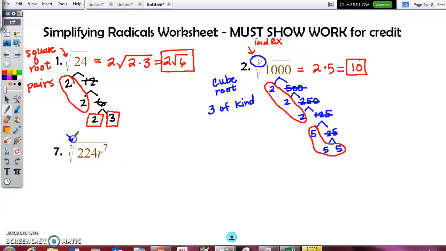This index here is not a 2. Hidden Ninja 2. It is not a 3. So it's not a cube root, not a square root. This is what's called a fifth root. And on fifth roots, you are going to look for, yes, that's right, 5 of a kind. So this time we're looking for 5 of a kind.